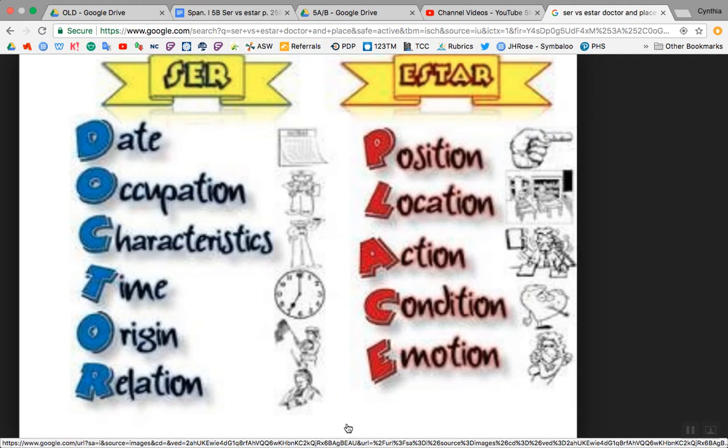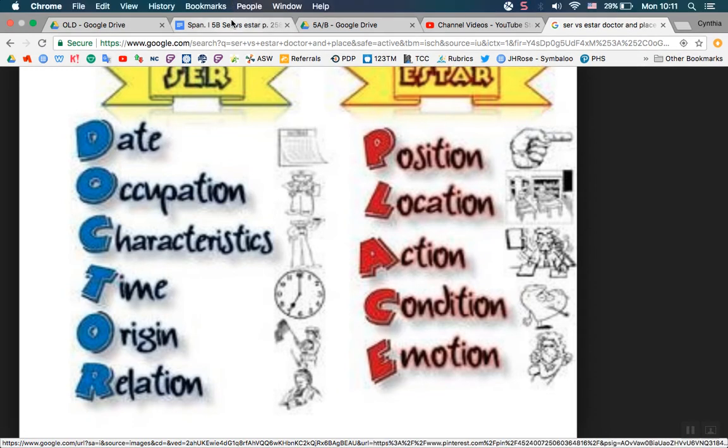DOCTOR, PLACE. DOCTOR is for ser. Estar is PLACE. All right. Pause this. Write it down. We'll keep on going.